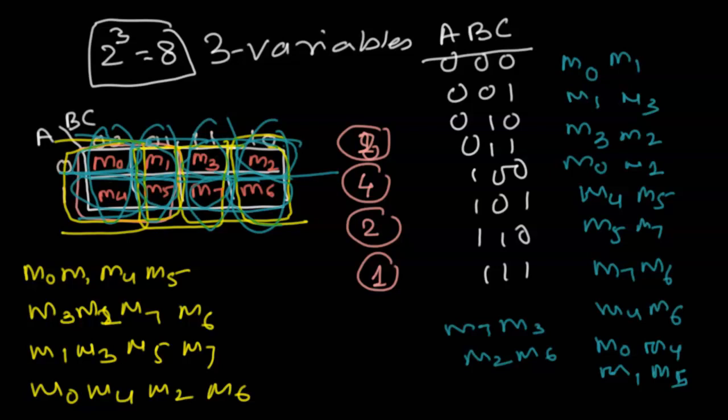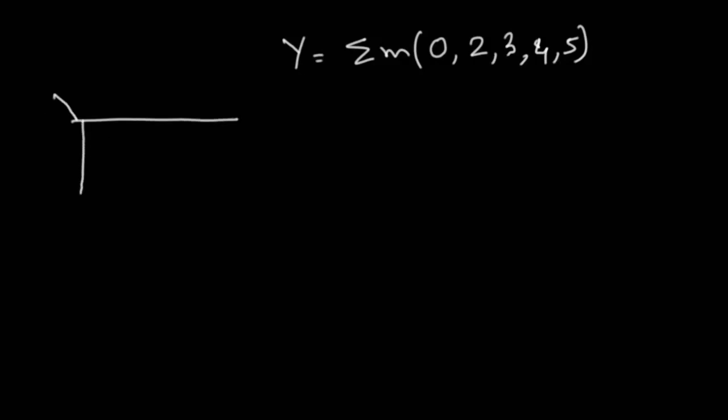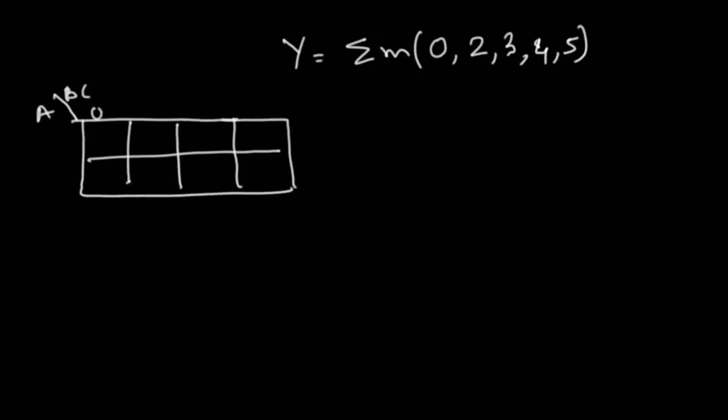Let's understand this further with the help of an example. So here we have y is equal to the sum of all the minterms for 0, 2, 3, 4 and 5. So these are the terms that are given to us. That means we'll have 5 terms in total in our Boolean expression. So let's fill this up in my K-map and see 0, 0, 0, 1, 1, 1, 1, 0. This is the first important thing that we need to do so that we can solve the Boolean expression.